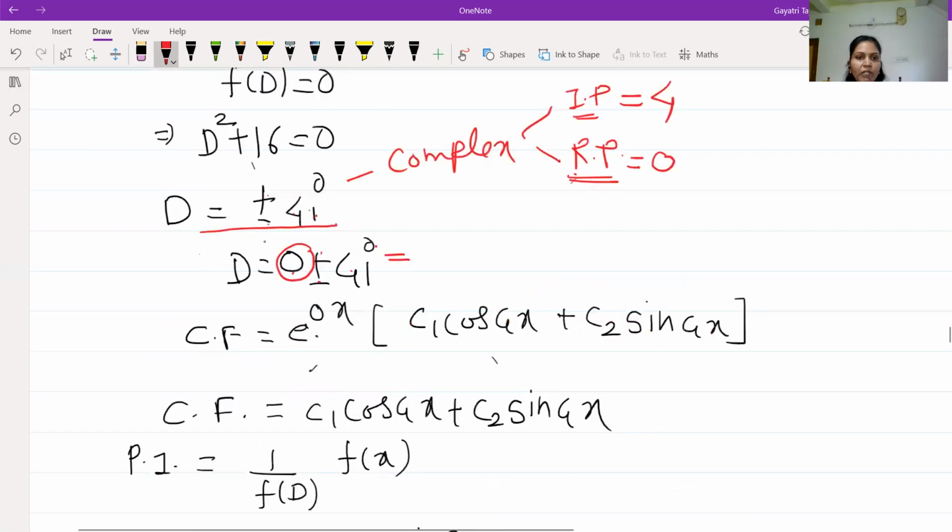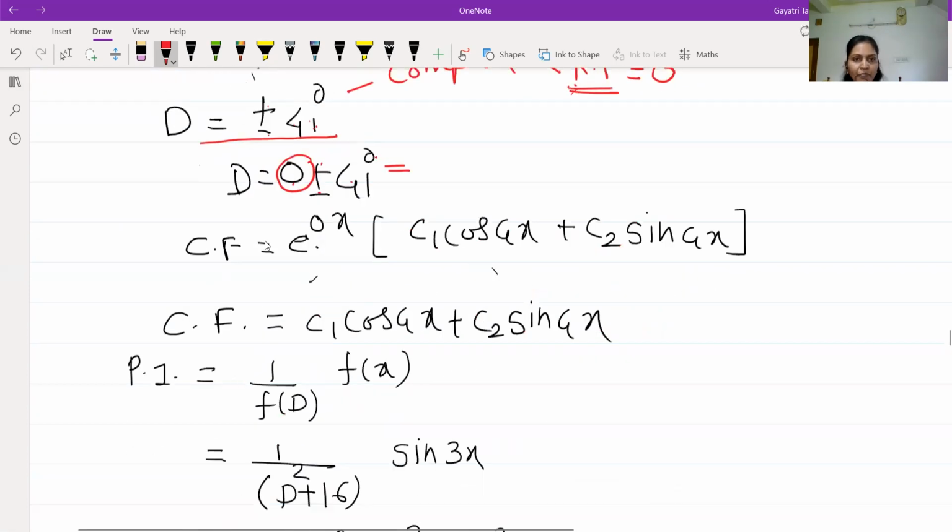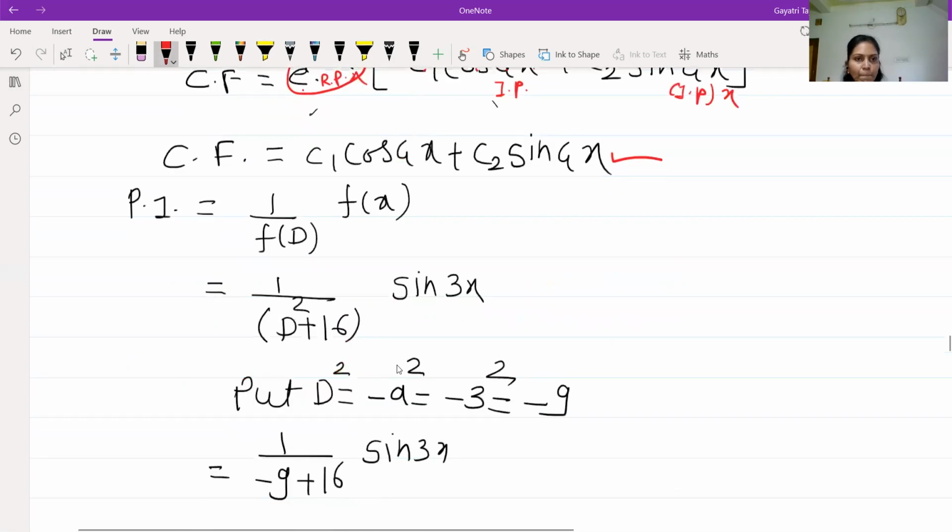Then what will be our CF? CF will be e raised to real part into x, into C1 cos of imaginary part into x plus C2 sin of imaginary part into x. And everyone knows the value of e raised to 0 is 1. So this is your final CF. Next, what do we have to do? We have to go for the PI.